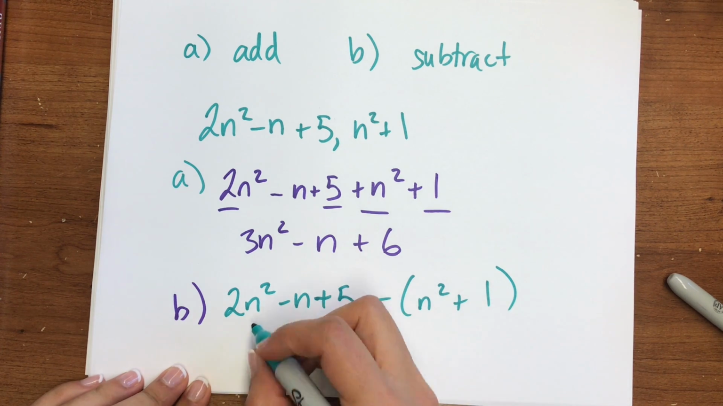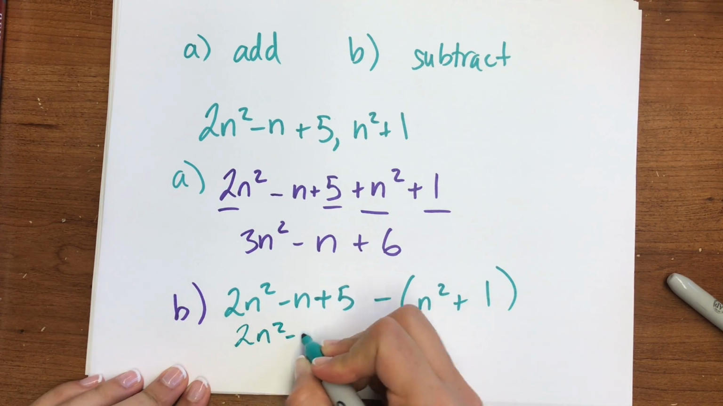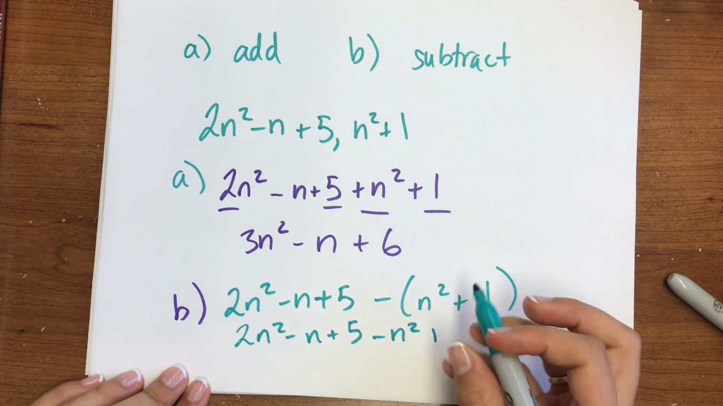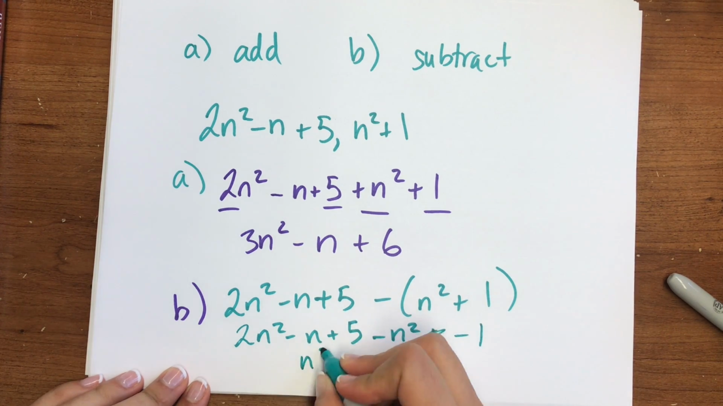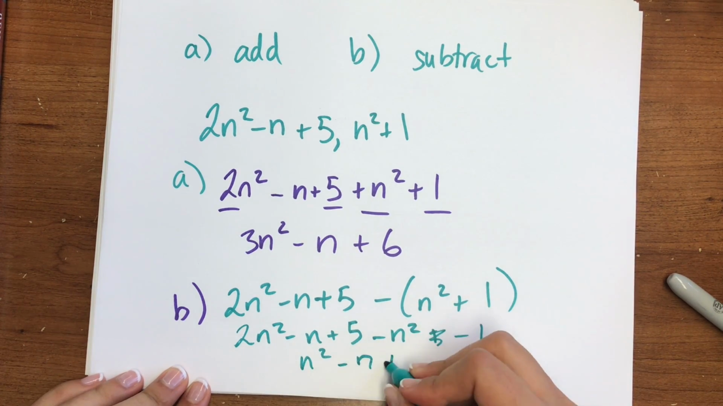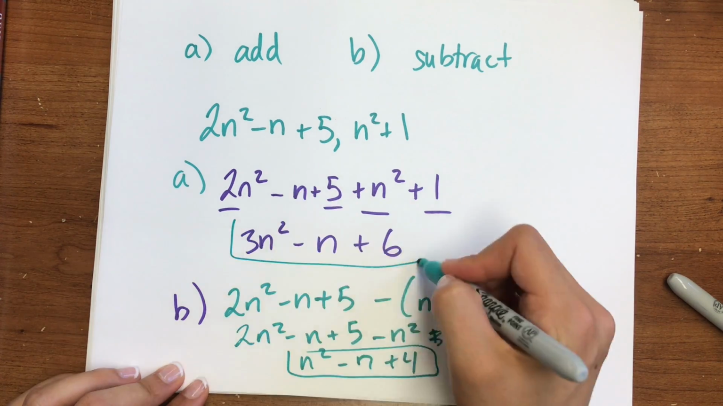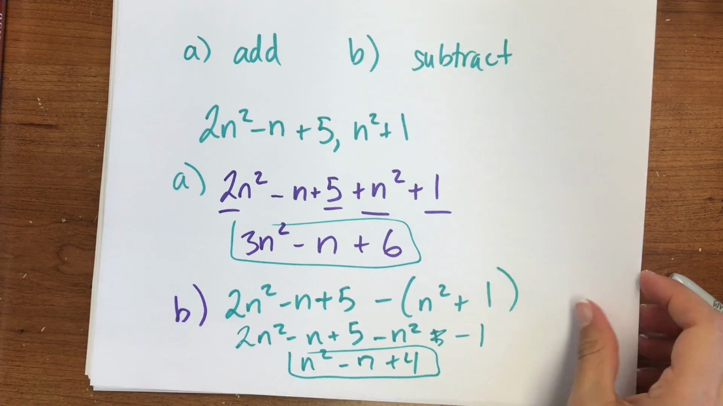And then I'm going to subtract, but remember that since I'm subtracting the entire polynomial, I have to distribute that negative. So it becomes minus n squared minus 1. And then when I combine like terms, I just combine the 2n squareds and then the two regular numbers.